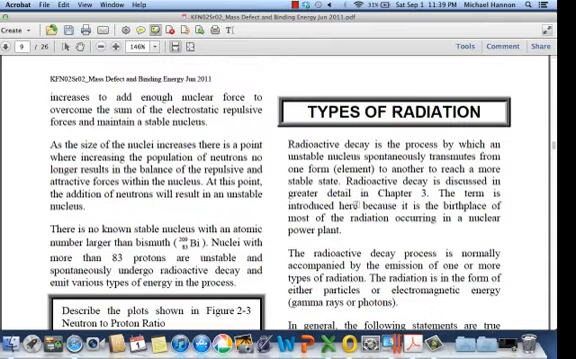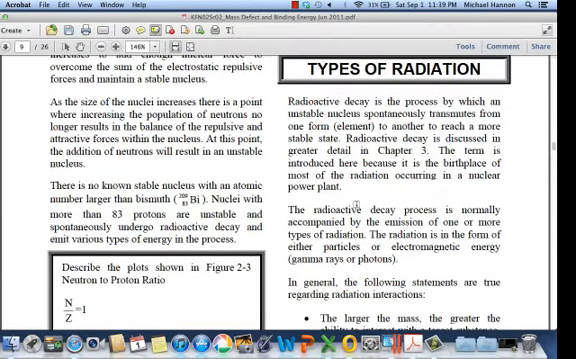Alright, then we're going to move on to different types of radiation. What is radiation decay? Why does it happen? And how do we gain the energy from radiation decay? So let's first look at the definition of what radiation decay is. Here we go right there. Radiation decay is the process by which an unstable nucleus spontaneously transmutes from one form and element to reach a more stable state. So it's pretty easy to understand.